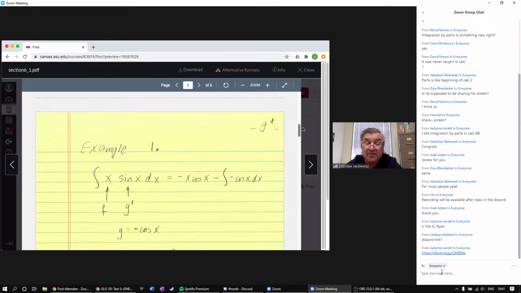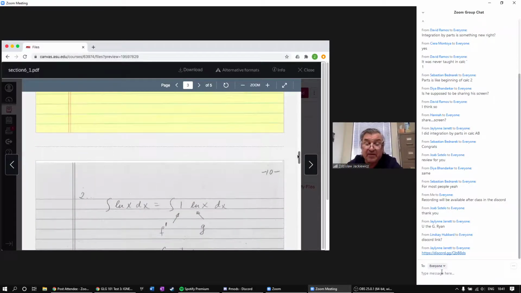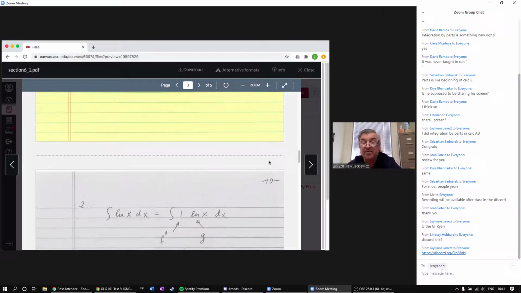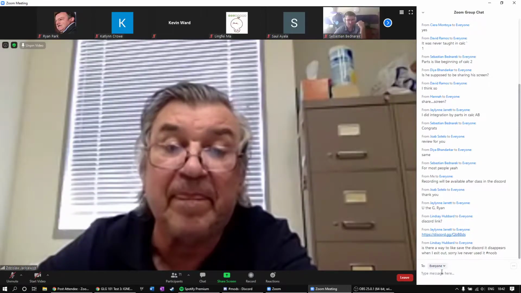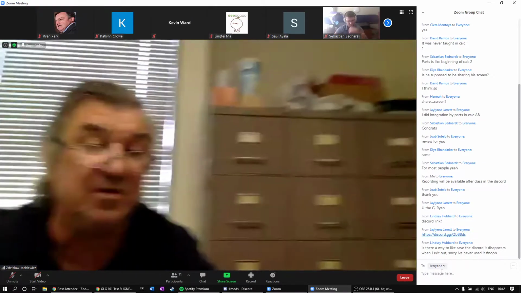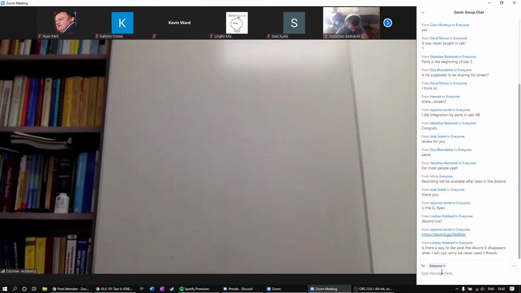Okay, so that's the first example of how to use integration by parts. Let's do another example on the whiteboard. It's interesting. You would like to integrate natural logarithm x dx. How can we integrate natural logarithm? So let me go, and I will illustrate this on the whiteboard.